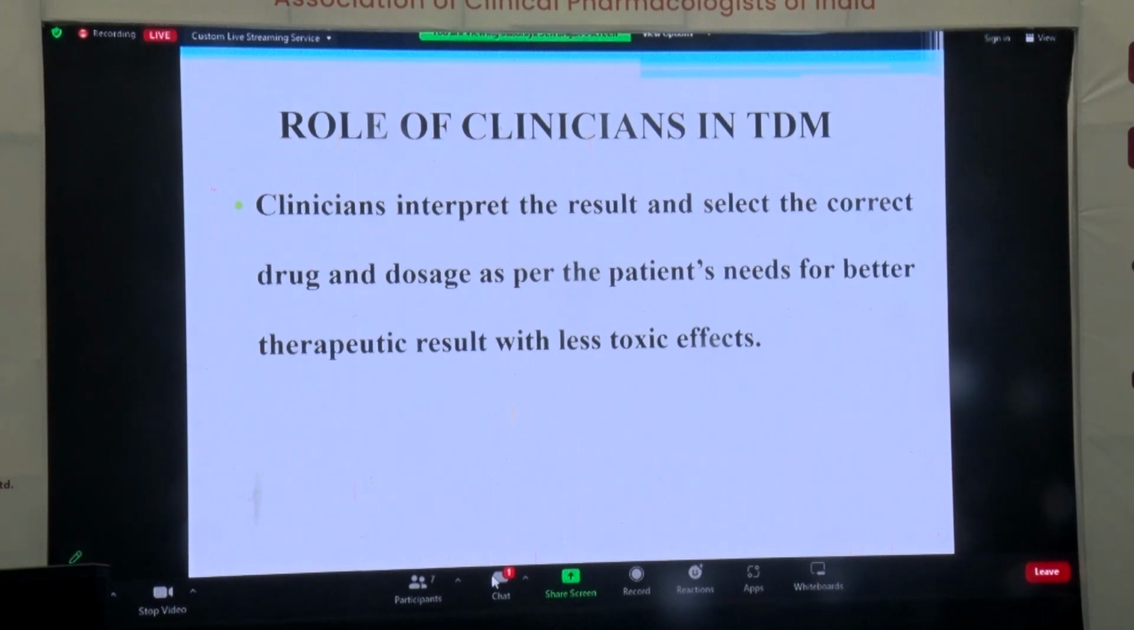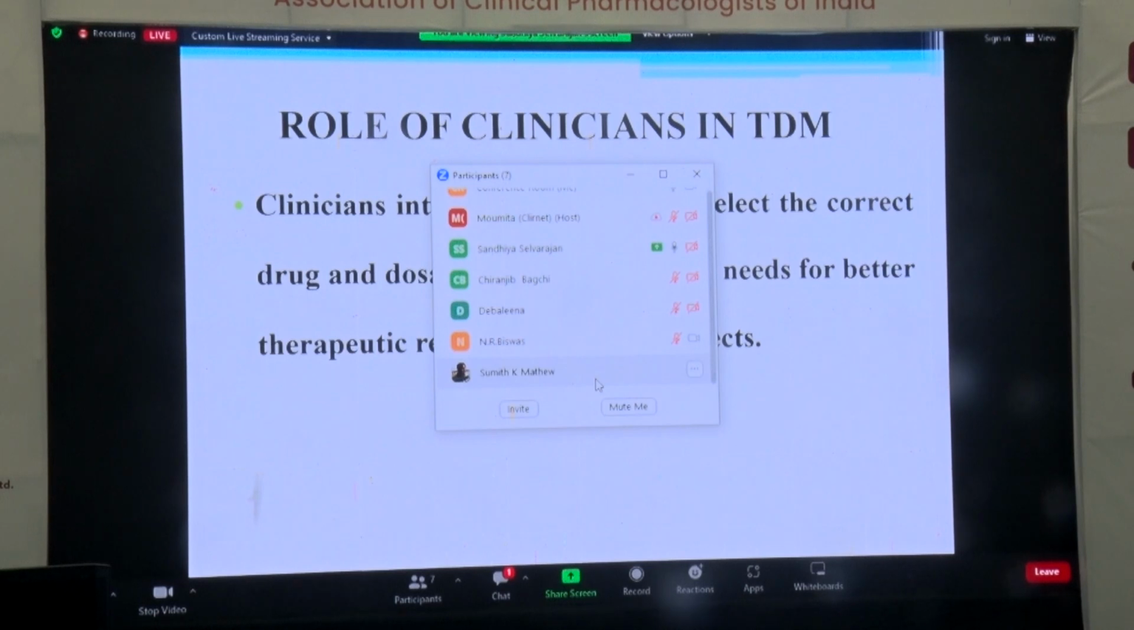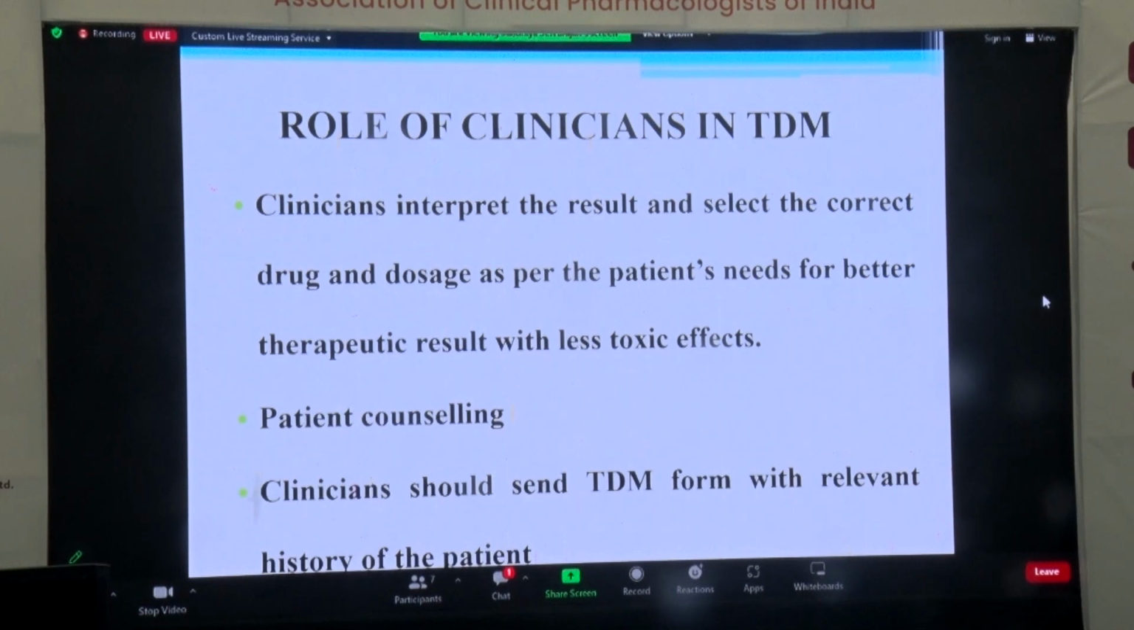Even if the plasma concentration is within the normal therapeutic range, if the patient is showing some toxic features, then they should look for other things, for example, measuring albumin level, asking for free drug level. Those things are very essential for the clinicians to ask for, and they should also be knowing about these factors and counsel the patient properly with respect to adherence. And when they send the patients to the lab to give samples, they should fill the form with all the relevant history of the patient.